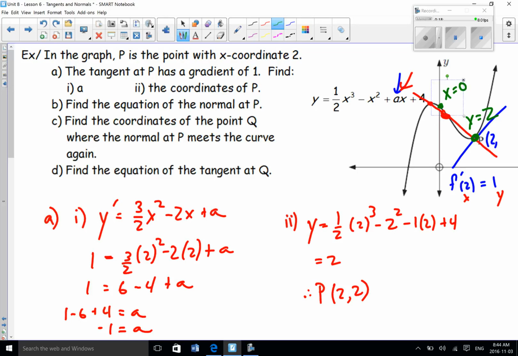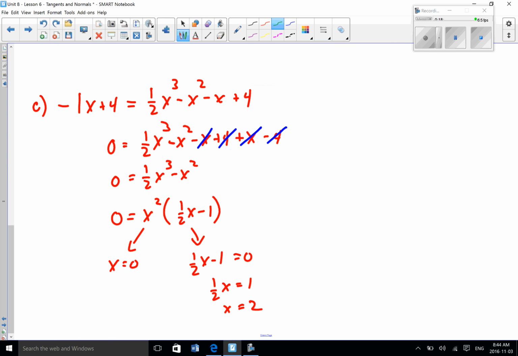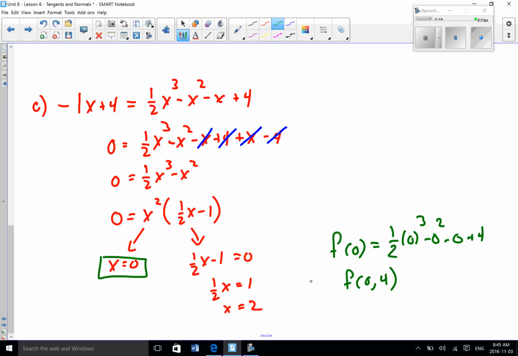So what is that point? Well, if I put 0 back into my original function, I'll get 1/2 times 0 cubed minus 0 squared minus 0 plus 4. Oh, the point is 0, 4. That's Q. Oops, sorry. And the point is 0, 4.